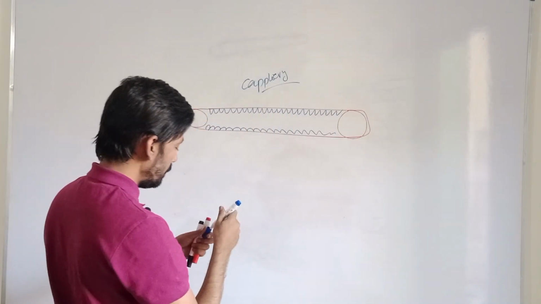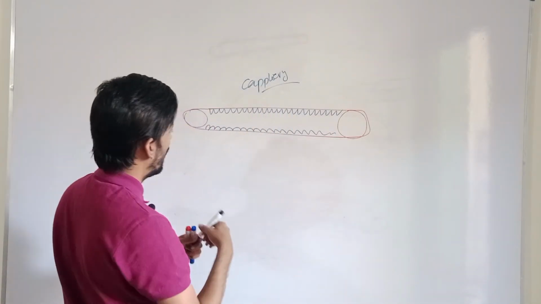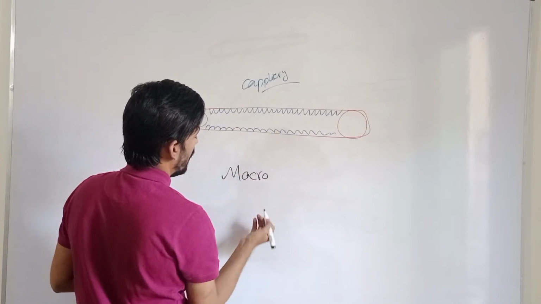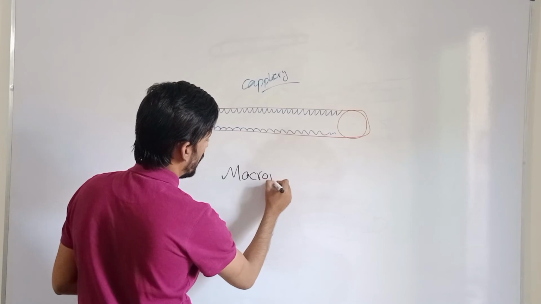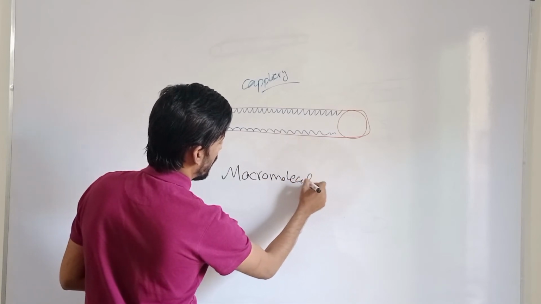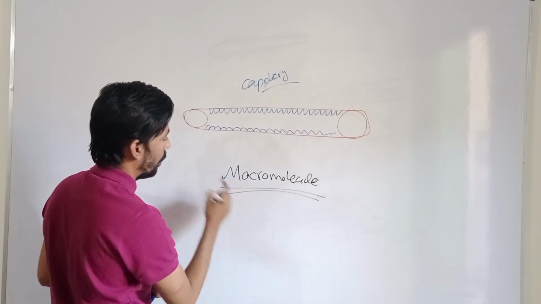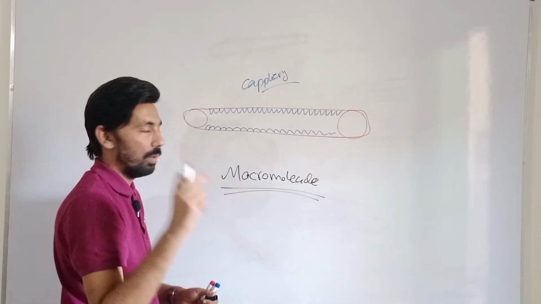Suppose macromolecules, I can write it for you, macromolecules, because I'm not satisfied. So you can make a better difference between macro and micro. I'm talking about macro, the bigger molecules of the sugar.